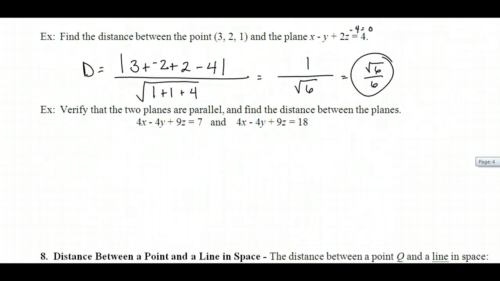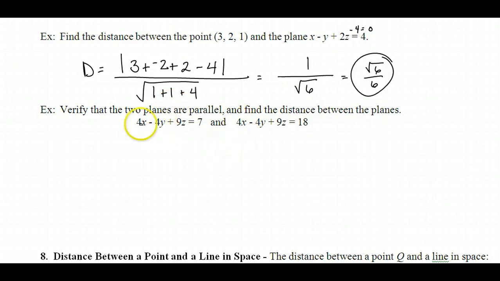Another type of problem dealing with the two is this one. Verify that our two planes are parallel, and then we want to find the distance between the planes. So obviously we can look and tell if they're parallel, and this one is super easy. As long as they're a scalar multiple, they're going to be parallel.